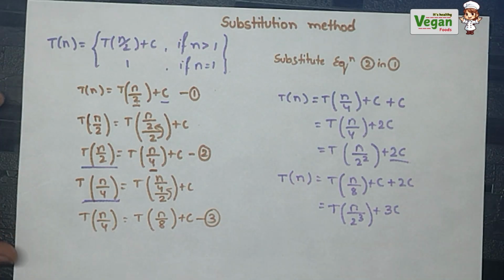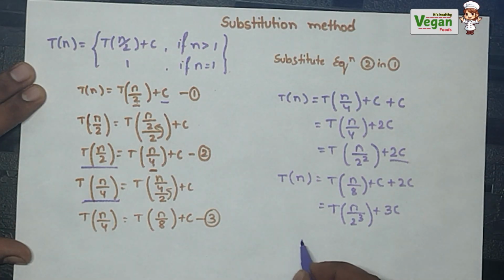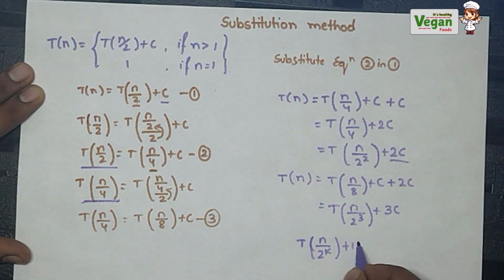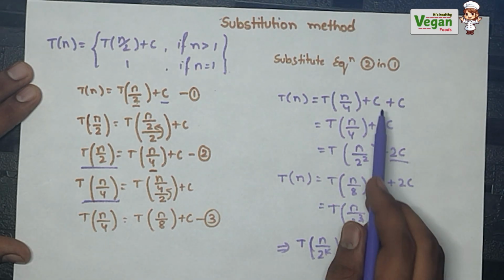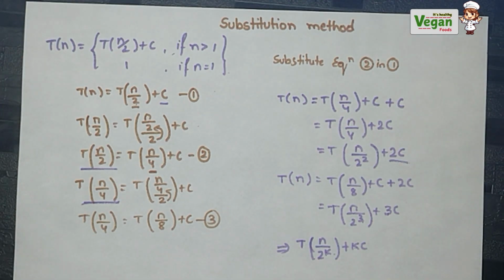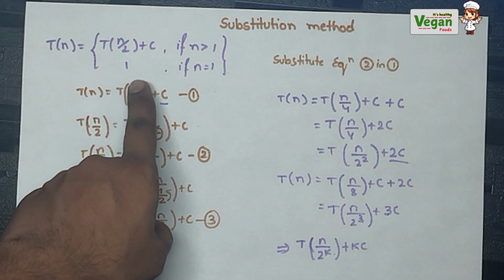Now if you see the equations which we are getting, we can conclude or write in the generalized format that T of n divided by 2 power k plus kc. Here the k value is 3. Here also the same value: k and k means 3 and 3. Here 2 and 2. Here 1 and 1. Like that we have the value. So we wrote it in the generalized format: T of n by 2 power k plus kc. So my condition is to make it as 1.